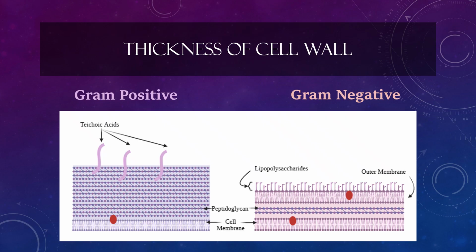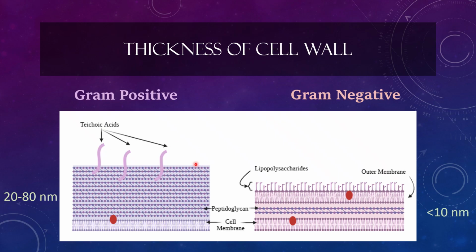The large variation in the color after gram staining is mainly due to the differences in the thickness of their cell walls. Gram-positive bacteria have a thick cell wall consisting of many layers of peptidoglycan, while gram-negative bacteria have a thin cell wall with only few layers of peptidoglycan. Gram-positive cell walls are about 20 to 80 nanometers thick, while gram-negative cell walls are less than 10 nanometers.